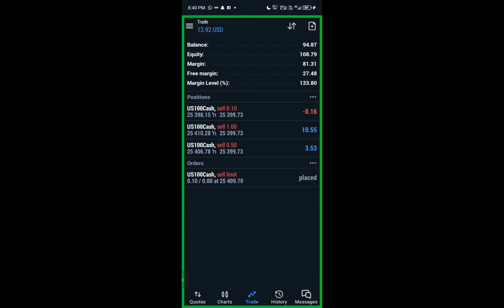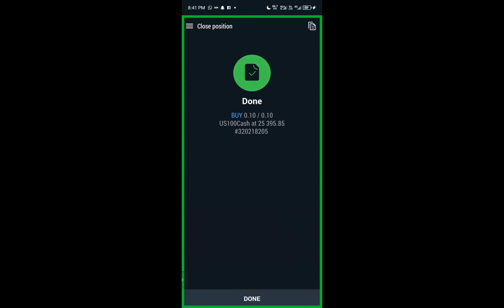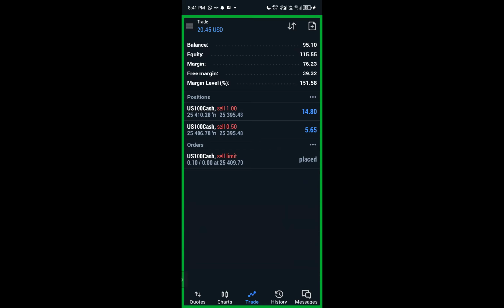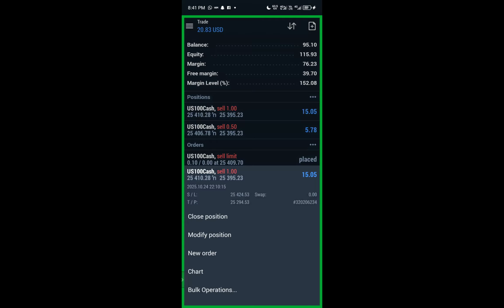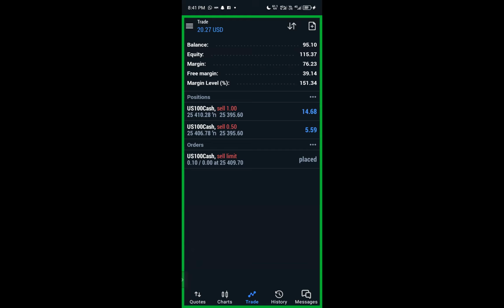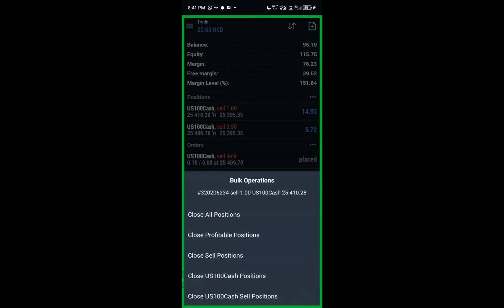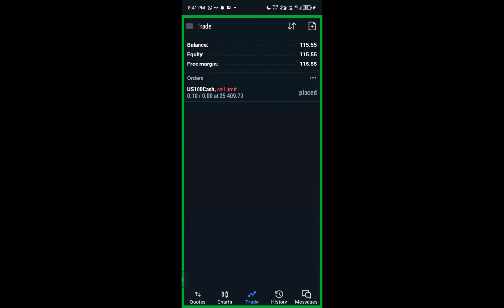Yes. Exactly. So you can go ahead and close all these trades that we have done today as the example. You can do bulk operation close. You don't have to close one after the other. Just hold it down. Bulk operations. Press accept. Okay. Hold it down. Press bulk operations. Close all. Exactly. So that's how it works.